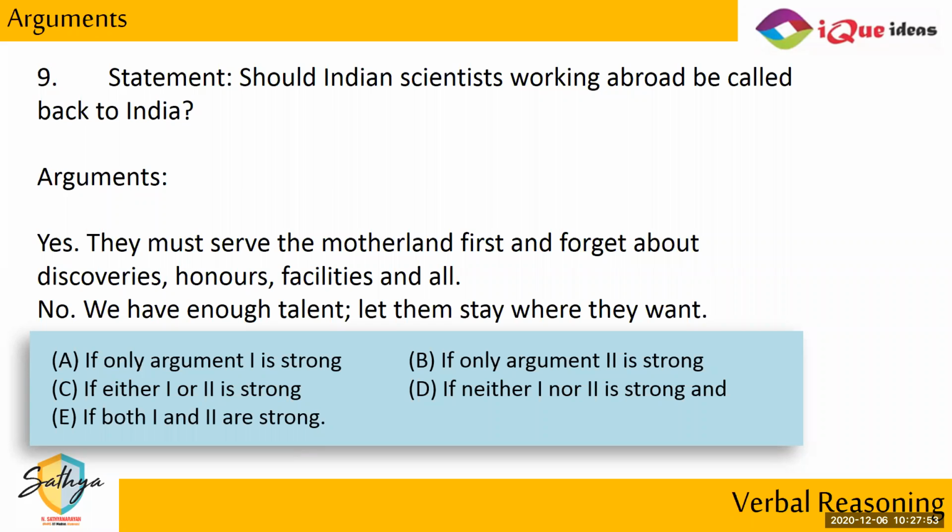So, saying they should not be called back because we already have enough talent is not a strong argument. This argument is not strong. You can give me some other reason, but this reason is not enough for me to say no. And hence, I will say that neither one of the two arguments is actually strong. Are we together on this? Neither one of the two arguments is actually strong enough. Yes, I think most people would have got this one.